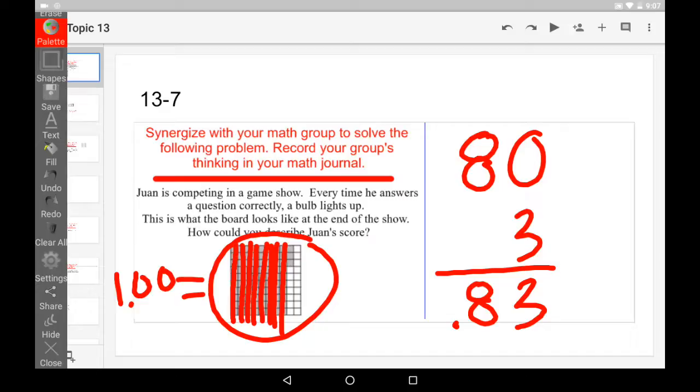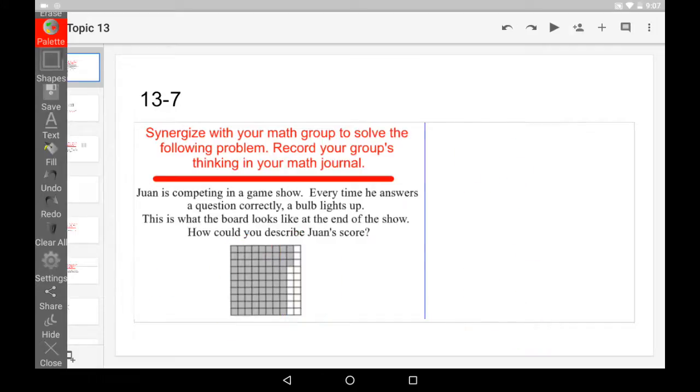If you wanted to think of this as money, 83 cents, so 83 of that dollar. But 83 hundredths, and I say hundredths because that's the place value it ends with, so we say 83 hundredths. And this will make more sense. Let's take a look at the next screen here.